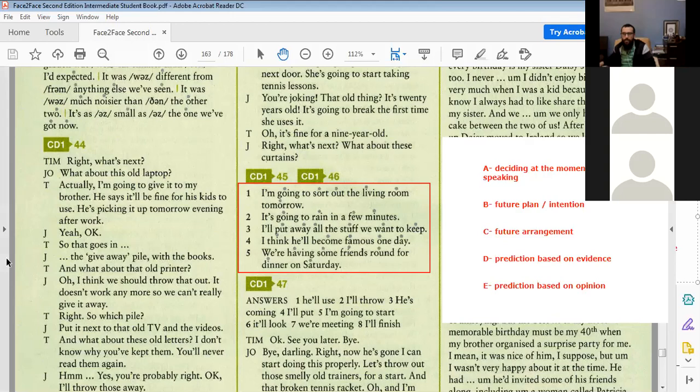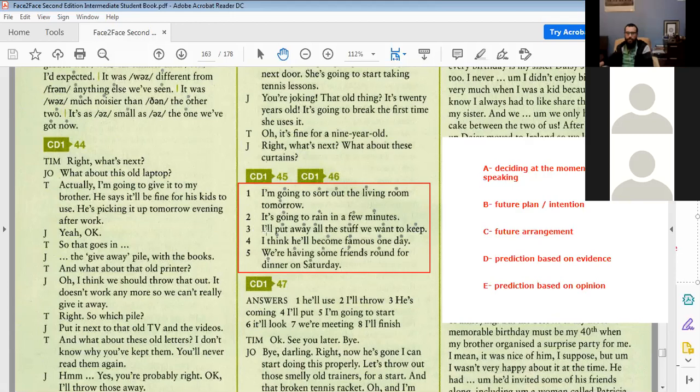Number two, it's going to rain in a few minutes. This is D, prediction based on evidence. Okay, so let's match it. What do you think, Malak? Do you agree with her? Do you think this is a prediction based on evidence? Or do you think it's a prediction based on opinion? Opinion, yes. So we have a disagreement in number two, too.